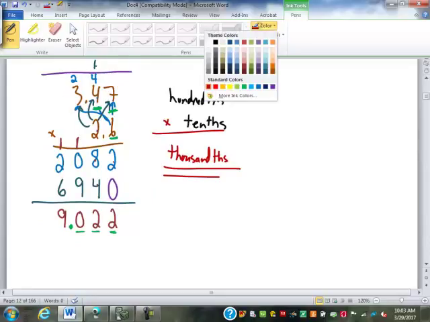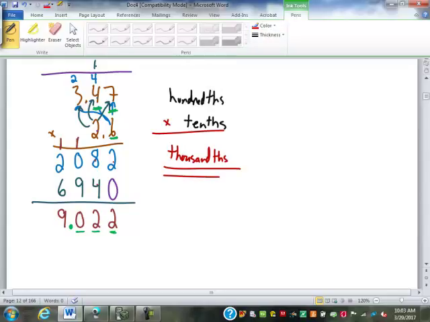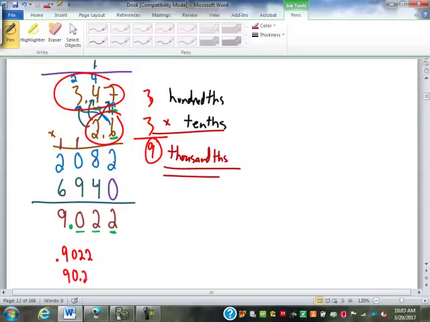Now also, when you look at this, we talked a lot about estimation in the first couple of weeks of the class. 3.47, I'm going to think of that as being approximately 3. 2.6, I'm going to also think of that as being approximately 3. 3 times 3 is 9. My answer better be close to 9. It would not make sense for this to be 0.9022. It would not make sense for this to be 90.22. The only place for that decimal point that does make sense is 9.022.